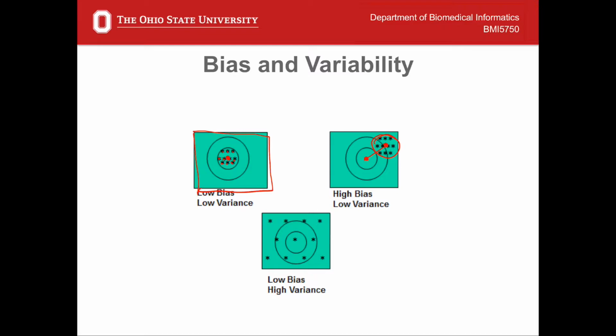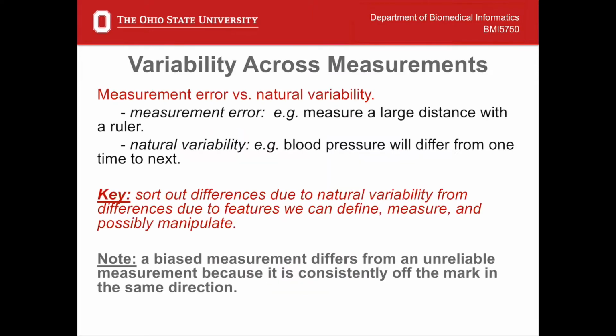And the third figure at the bottom shows low bias because the mean of the 10 sample points is still very close to the real population mean. However, since the sample points are far away from each other, there is high variance in the sample. So this figure shows the difference between bias and variability.